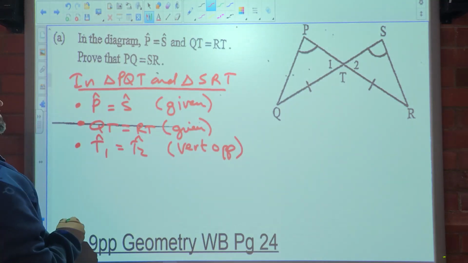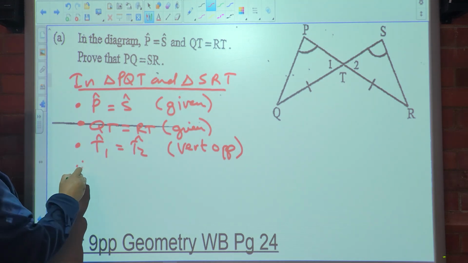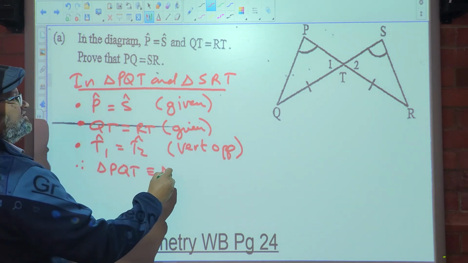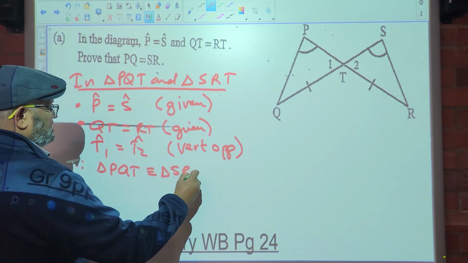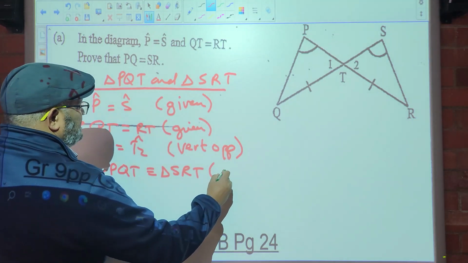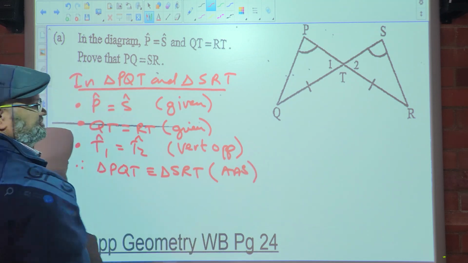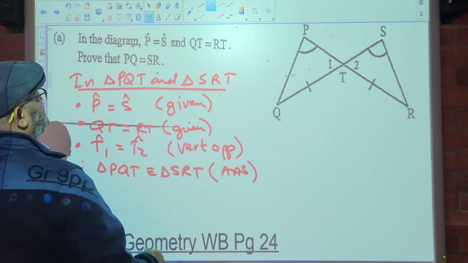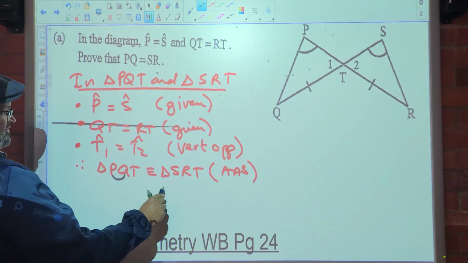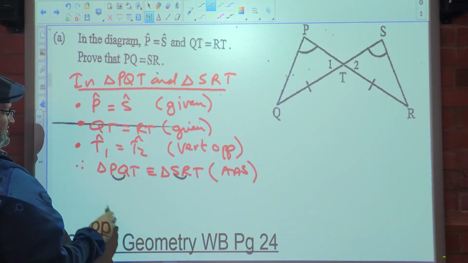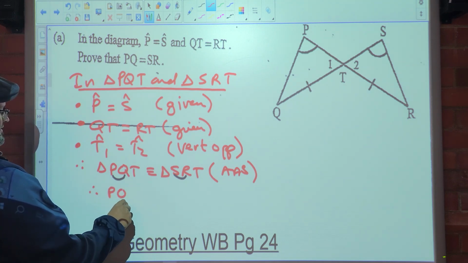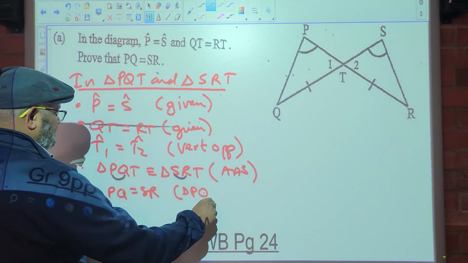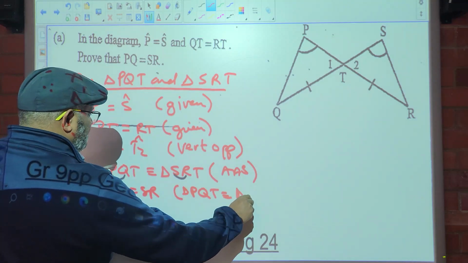Is that enough to conclude congruency? Yes. So therefore triangle PQT is congruent to triangle SRT. Why? Angle, angle, side. So now it's enough for us to conclude that PQ is equal to SR. Therefore PQ is equal to SR. Why? Because triangle PQT is congruent to triangle SRT.